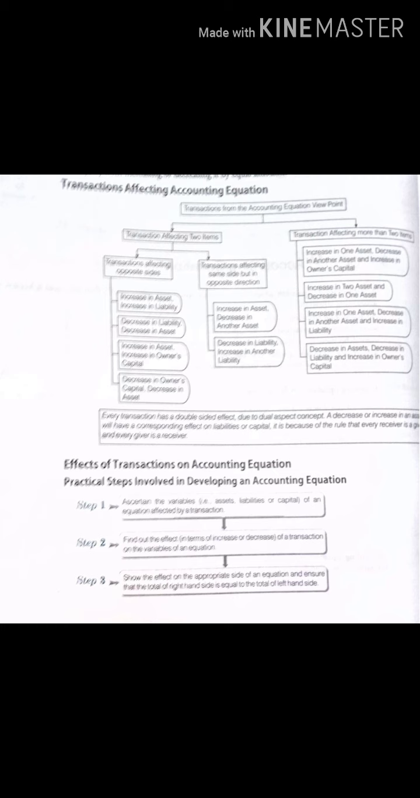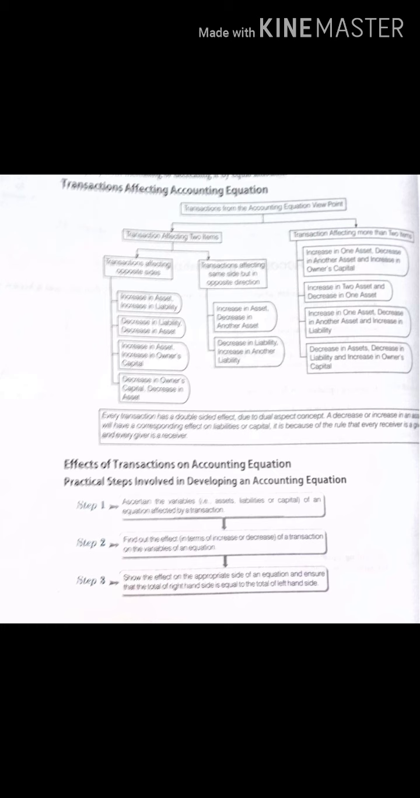Second is find out the effect in terms of increase or decrease of a transaction on the variable of an equation. Now first you ascertain the variable. Now you have ascertained the variable. So what should be your second step?